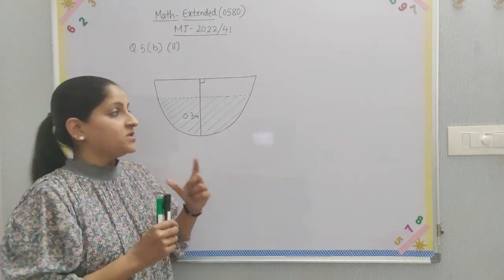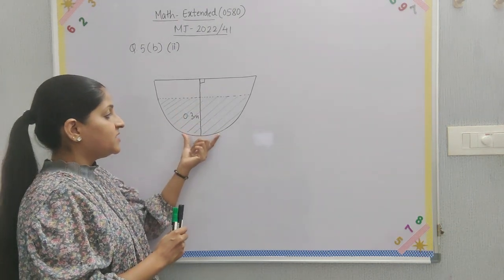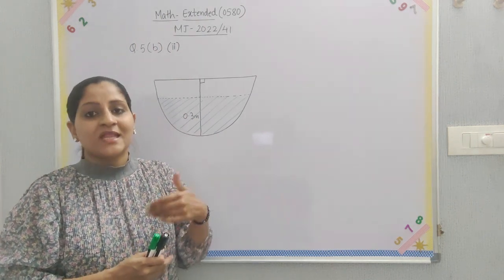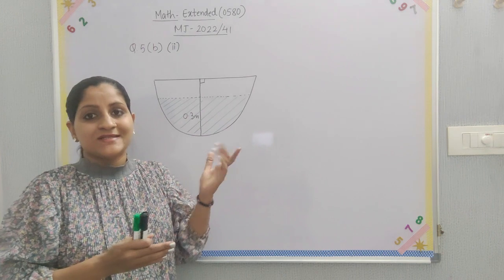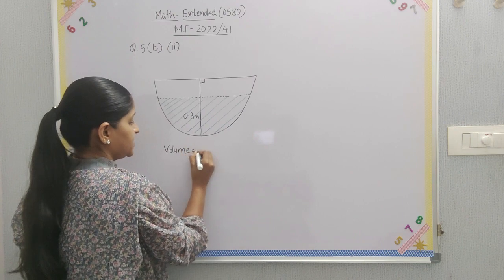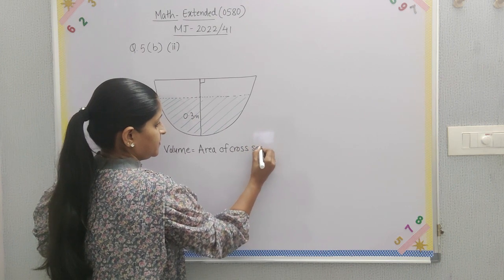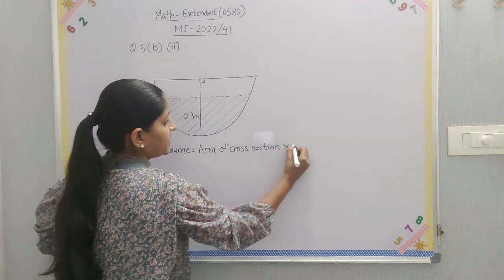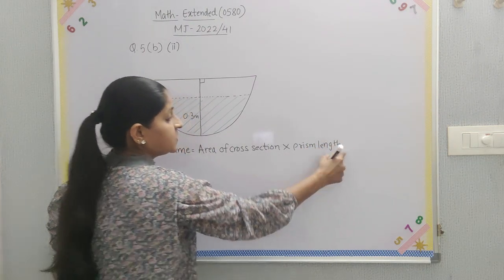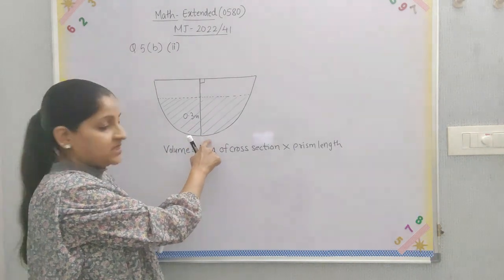So the given information is a cross-sectional area over here, which shows 0.3 meters of the height. They have shaded that region to show that that much of the cylinder is filled. And now we have to calculate the volume of water inside the cylinder. Firstly, we will be using a formula. Volume is area of cross section multiplied by prism length. This is the formula which we will use over here to calculate the volume of water inside the cylinder.